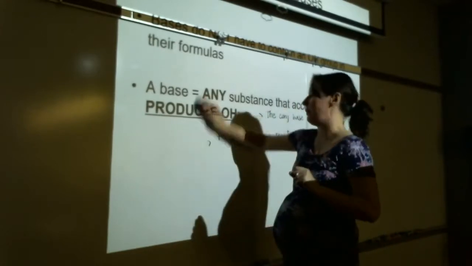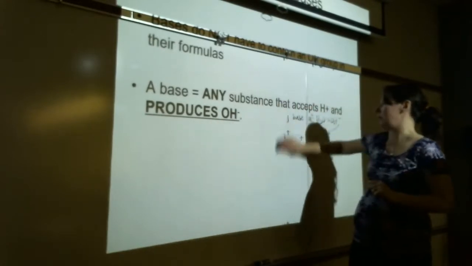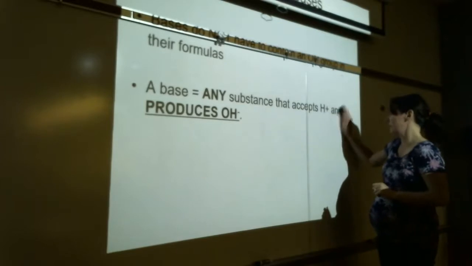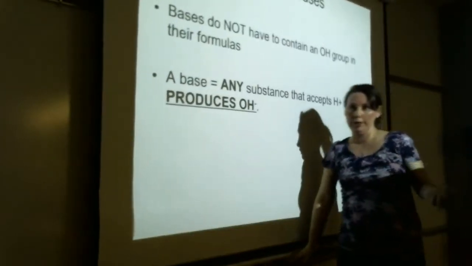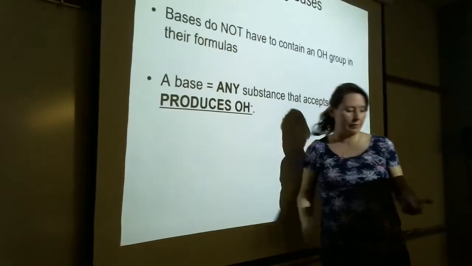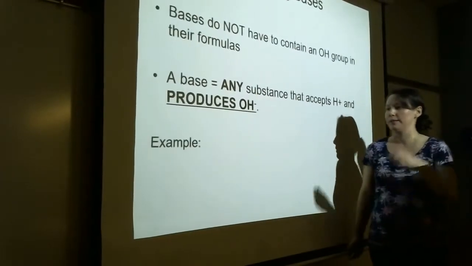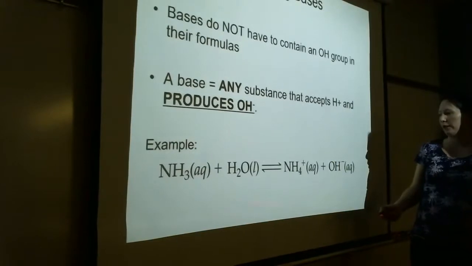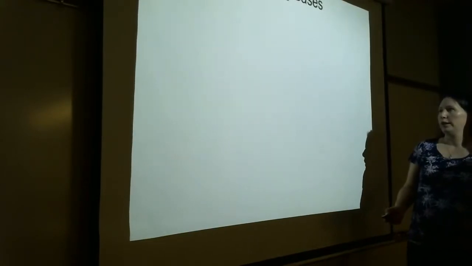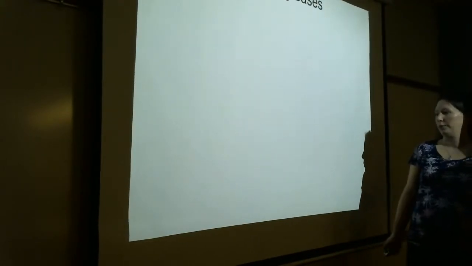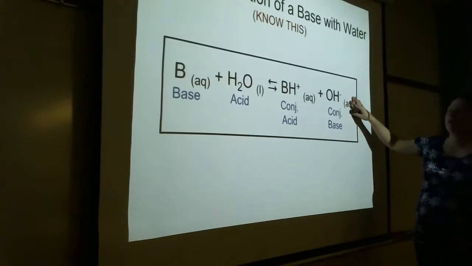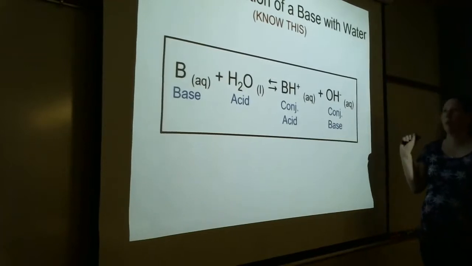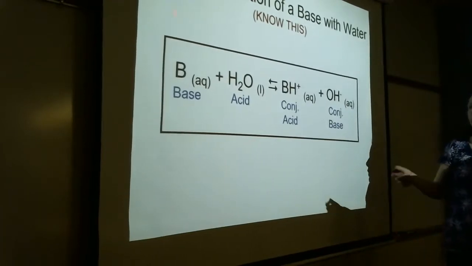Okay? The way we think about a base is different than the way we think about an acid. Just because we're looking at something that's a donor when we're looking at acids, but we're looking at something that accepts when we're looking at bases. Okay, so this is the example I just showed you over here. NH3 was the example. All right, so this is the generic formula. You need to know this. I just wrote it on the board. All right, you've got to know this.